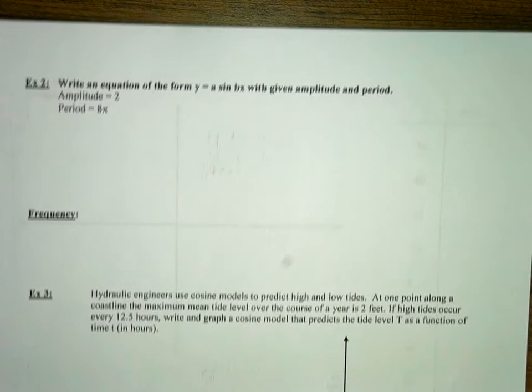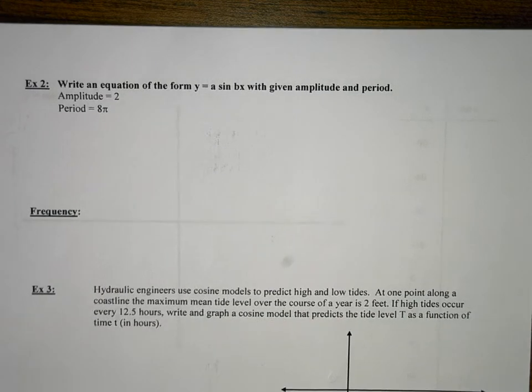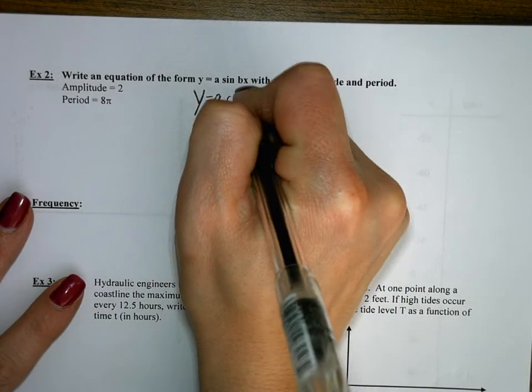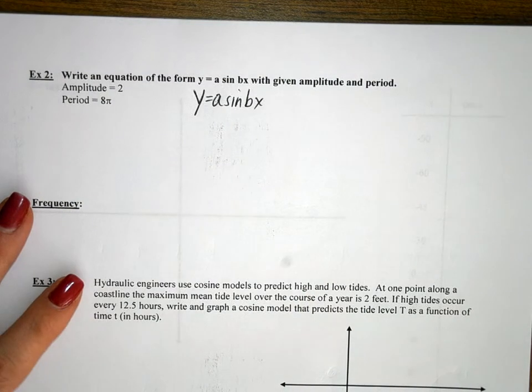All right, so we looked at graphing them. Now we're going to write the equation in the form y is equal to a sine of bx with the given amplitude and period. Okay? They told me that the equation they want me to use is y is equal to a sine of bx. And they told me that the amplitude is 2.